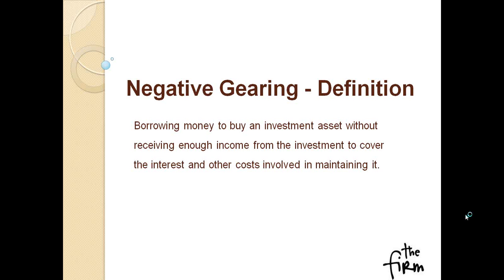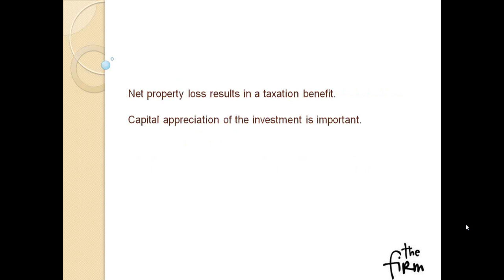that will pay you, say, $20,000 a year in income, but have costs of holding the asset of 30 grand. In this example, the investment is negatively geared by $10,000. The net property loss results in tax benefits to the investor, as they are generally able to claim the deduction against their other income such as salary, business income, or whatever else they've got going on in their tax return.